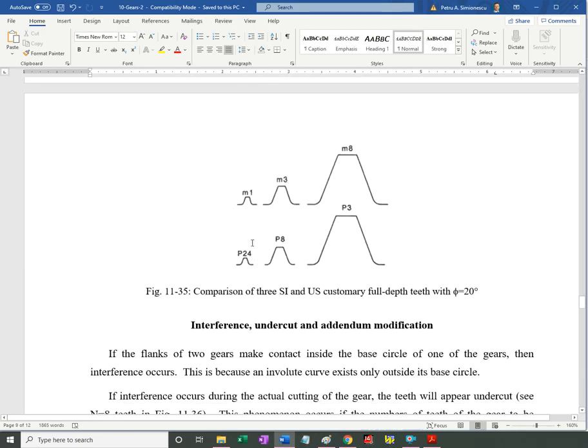So we looked at module 1 tooth, it means that the height of the tooth, about the size of this crosshair, or mouse cursor, is going to be 2.25 millimeters. And for metric module 8, I have 2.25 times 8. That's an 18 millimeter tooth height.